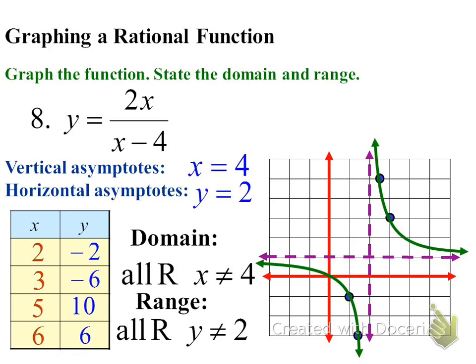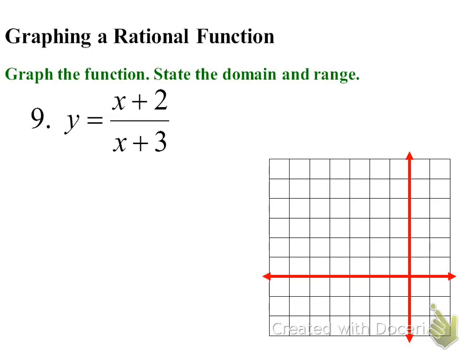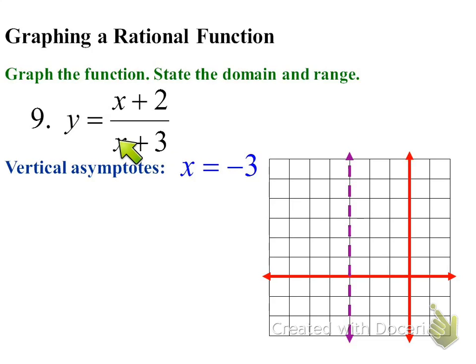All right, now we have 2 more examples. So here is number 9. Let's look at our asymptotes first. Where's that vertical asymptote going to be? X equals negative 3. Good. Again, the reason is that it makes the bottom of our fraction equal to 0. Where's the horizontal asymptote? 1. It's the ratio of the lead coefficients. So 1 over 1 is 1. So y equals 1.